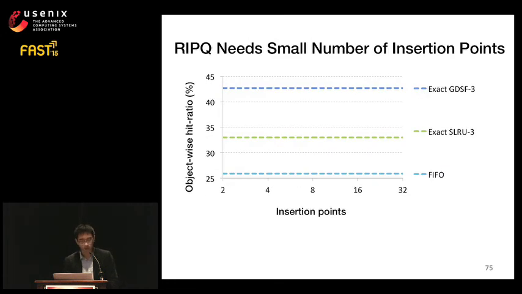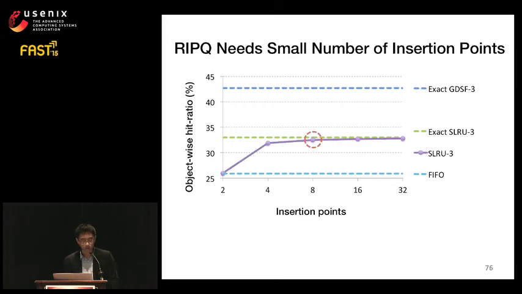So first, let's see how many insertion points RIPQ needs. The dashed lines are the object-wise hit ratio on the origin cache of 3 exact caching algorithms. The bottom line is FIFO, the middle line is a segmented LRU-3 algorithm, and the top line is a greedy dual size frequency 3 algorithm. And the advanced caching algorithms improve the hit ratio of the baseline by a large margin.